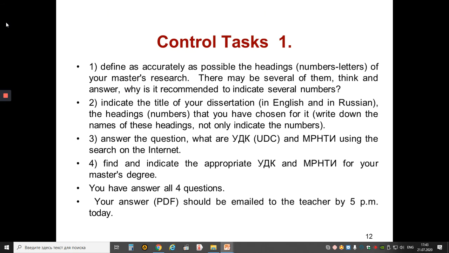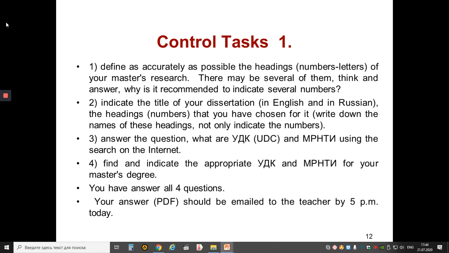To develop your skills in working with the heading lists or rubricators of scientific information required for international scientific journals, I ask you to use the PACS provided in the tutorials and additional materials section in PDF. Your tasks for today are: 1. Define as accurately as possible the headings, numbers and letters of your master's research. There may be several of them. Think and answer: why is it recommended to indicate several numbers for one research?